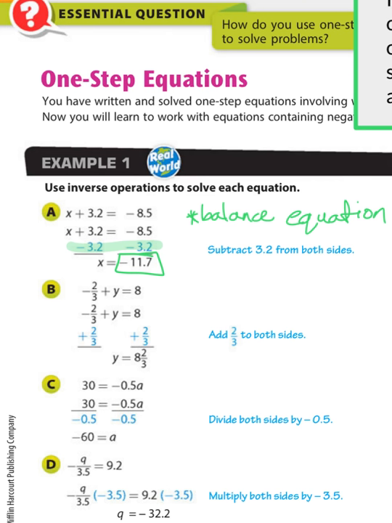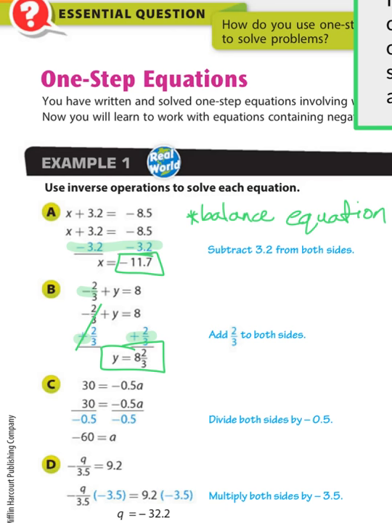All right, next example, we have negative 2/3 plus y equals 8. This negative, we're going to treat like a subtraction sign. So to undo subtraction, I need to add 2/3 to both sides. To undo a negative 2/3, I need to have a positive 2/3. Notice how that's done to both sides. So when I add 2/3 to the left, those terms are going to cancel out. I have the y term by itself. 8 plus 2/3 is 8 and 2/3.